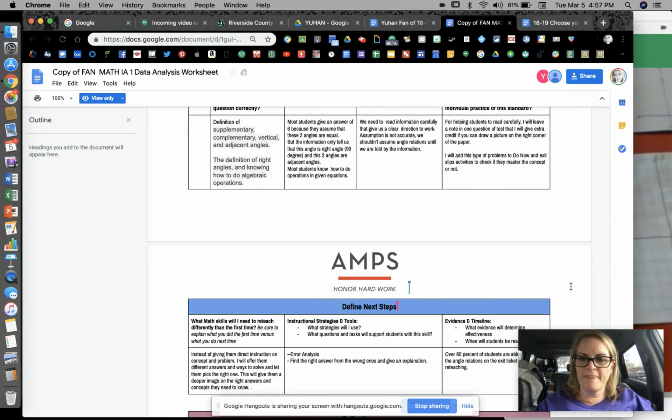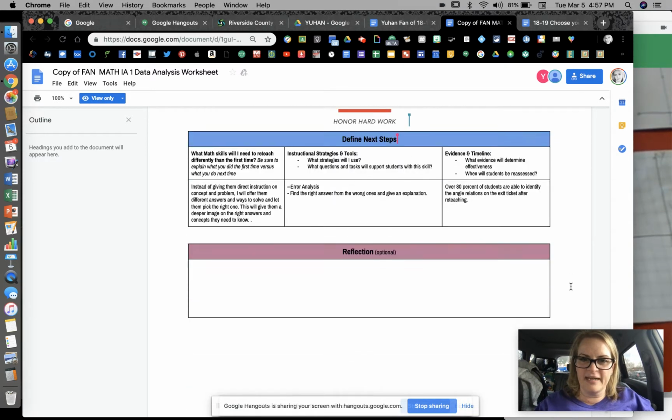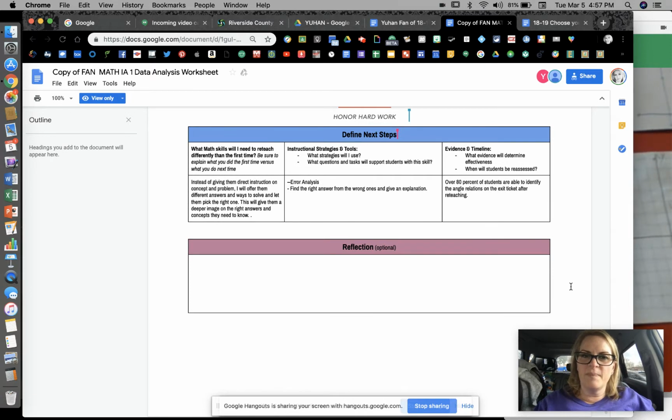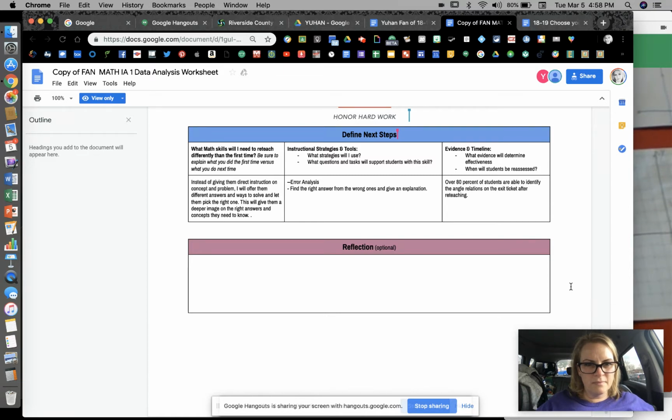Okay, good. All right, and then we have this part here, define the next step. So where do you see this progressing from here forward? Then you mean next steps? Yeah, the next steps. I will investigate the different structures, and let them take the right one. Let's keep them going deeper in the right instruction and concept.